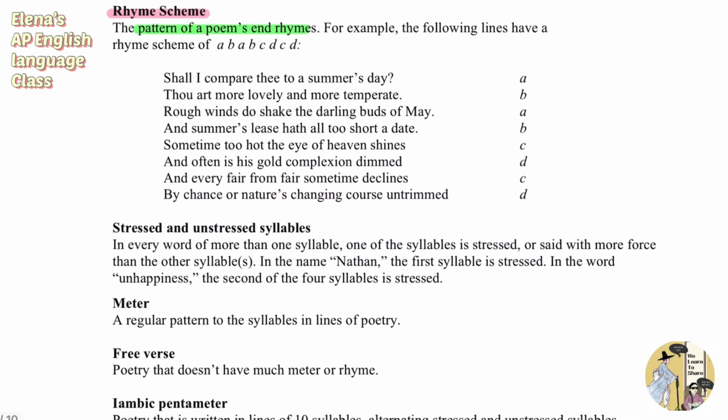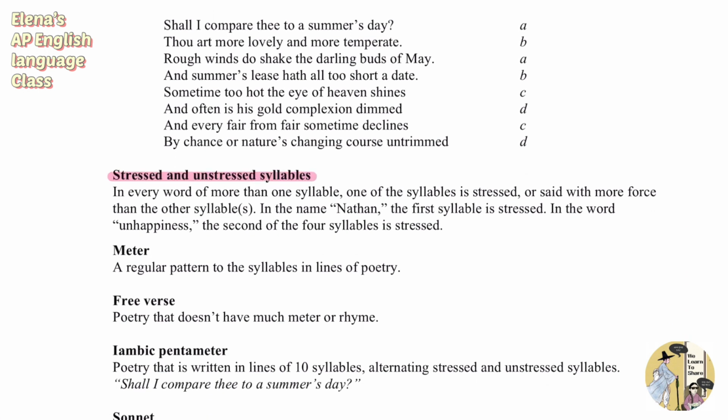Okay? And next, we're going to look at stressed and unstressed syllables. In every word of more than one syllable, one of the syllables is stressed, or said with more force than the other syllables. For example, in the word unhappiness, the second syllable is stressed. You could divide this word into 4 syllables, un-HAP-pi-ness, right? You say unhappiness because the second syllable is stressed, and that's what you call stressed and unstressed syllables.